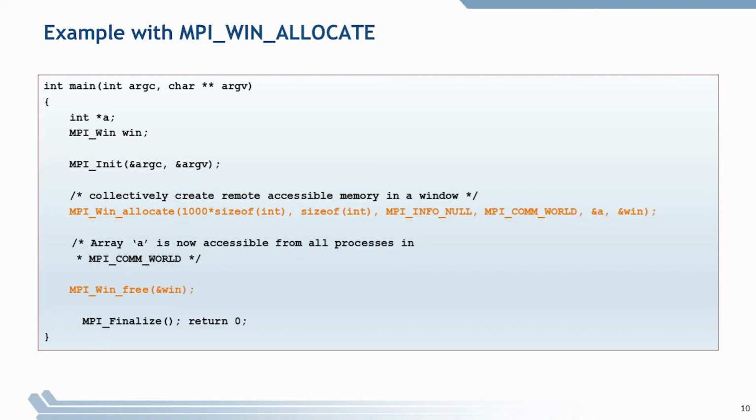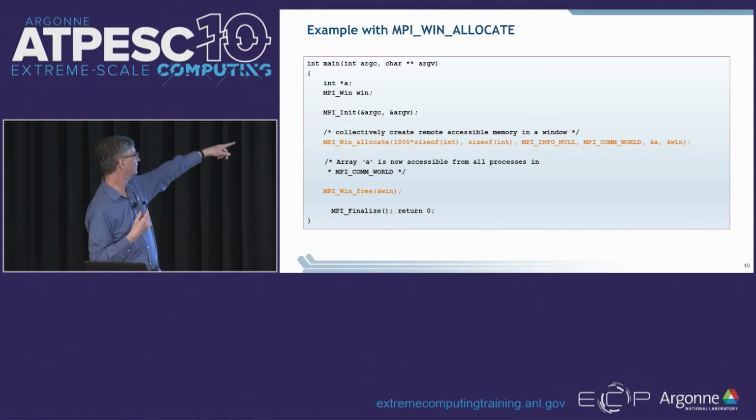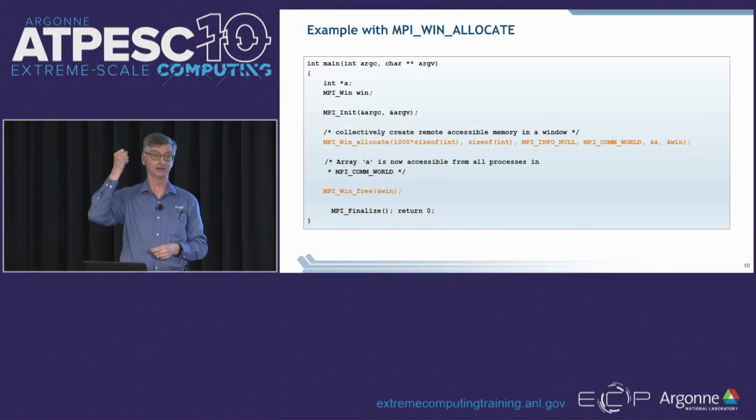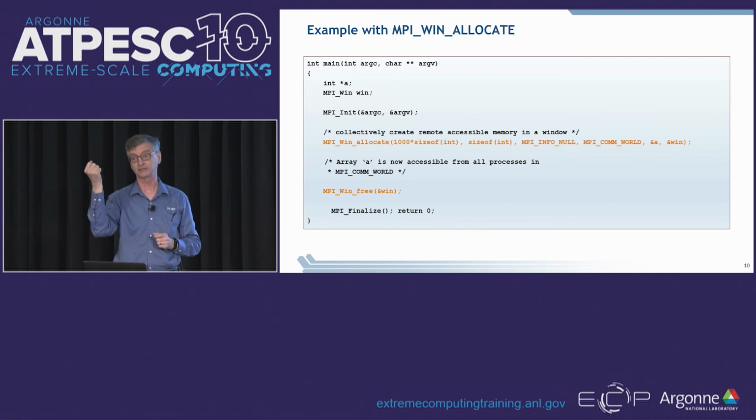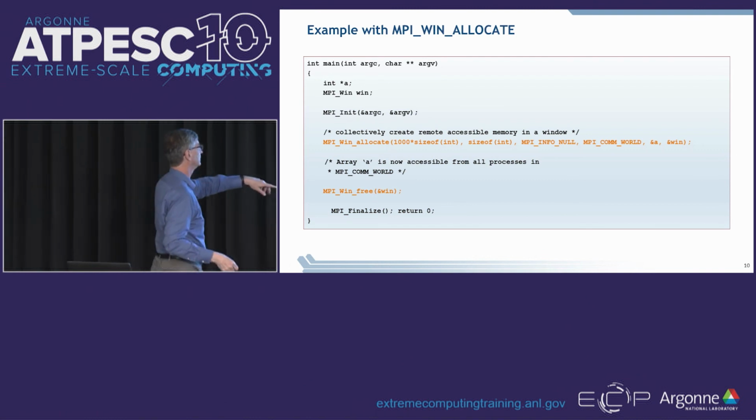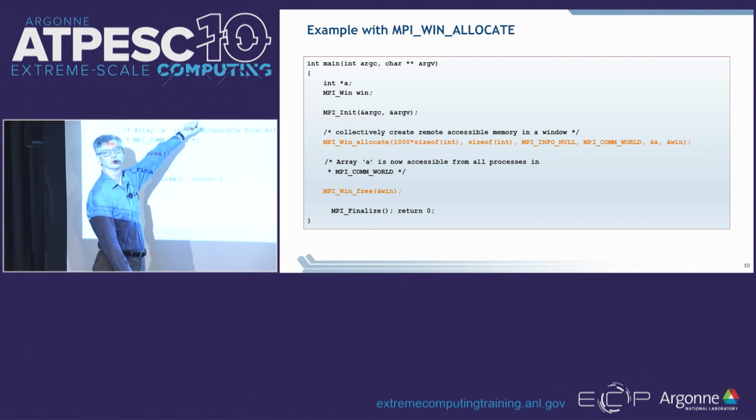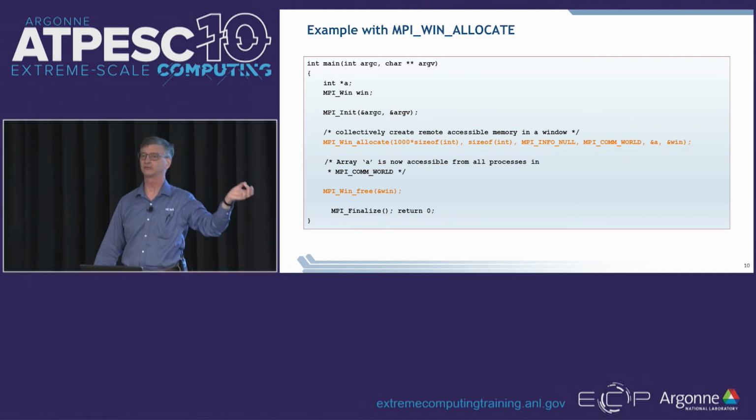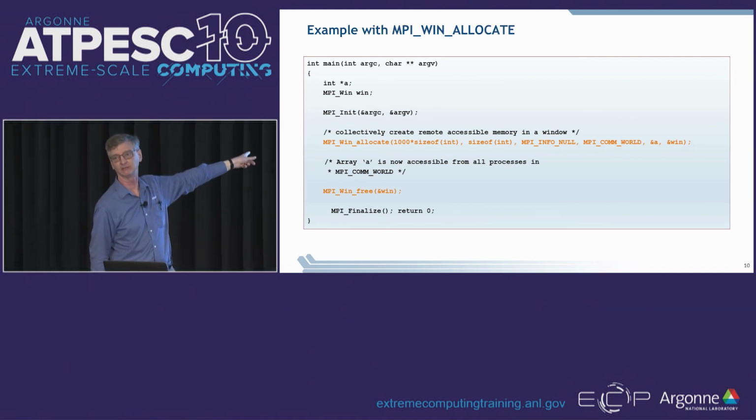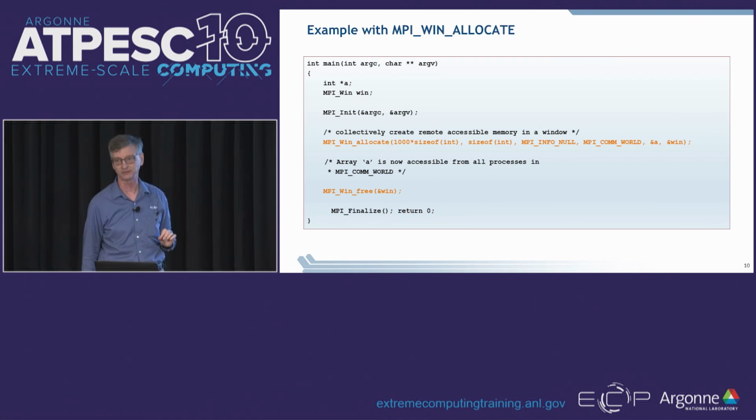This is going to return memory on that process. And so in this case, each process is asking for 1,000 ints. If you wanted to create a window where everybody could access the data, but the data was only on one process, then you would use a different value here. You basically use 1,000 size of int on that one process and 0 everywhere else. It doesn't have to be the same value. Very good question.